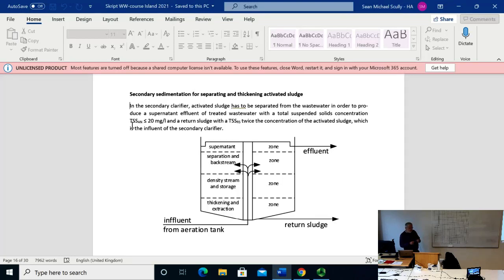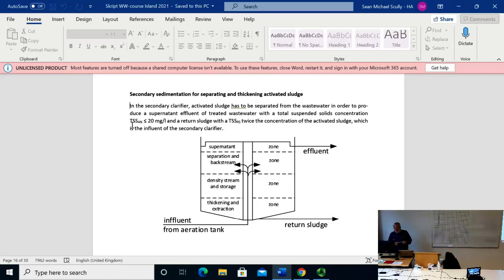Because we have to separate. In our effluent, we have to have treated water, and out of our activated sludge tank comes a mixture of bacterial sludge and treated water. So we have to separate that, and we have to return the bacteria into the inflow of the system, and we have to get as much as possible effluent out of treated water, so we can send that to the receiving water.